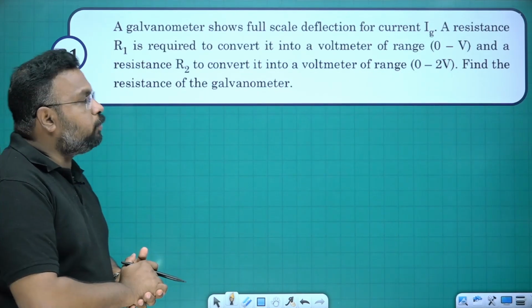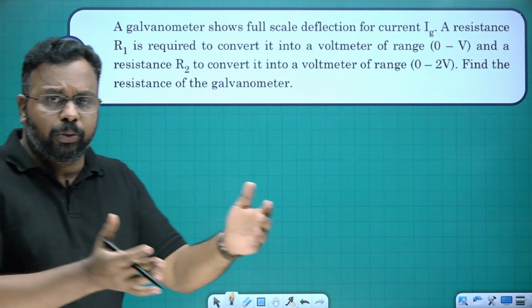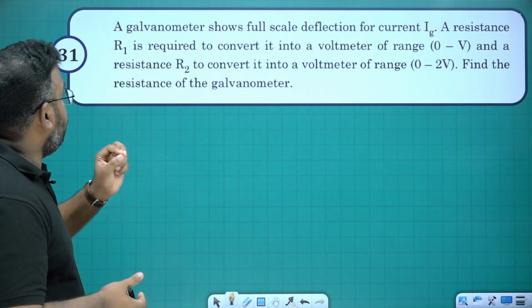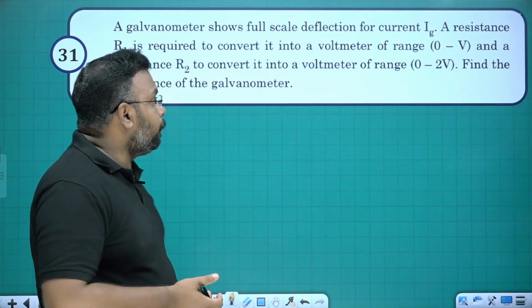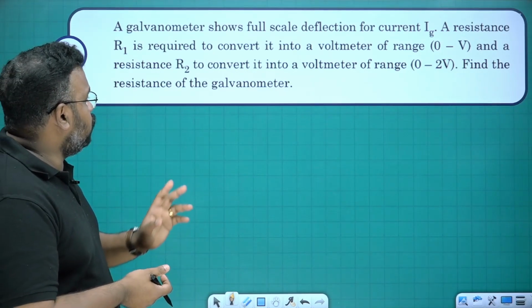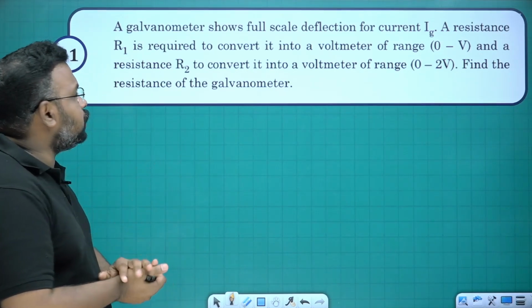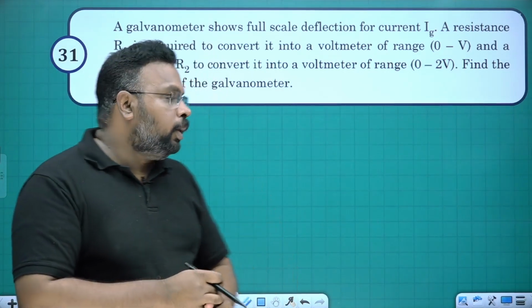Question number 31. A galvanometer shows a full scale deflection for current Ig. Full scale deflection means it is the range of the galvanometer. A resistance R1 is required to convert it into a voltmeter of range 0 to V, and a resistance R2 to convert it into a voltmeter of range 0 to 2V. Find the resistance of the galvanometer G.